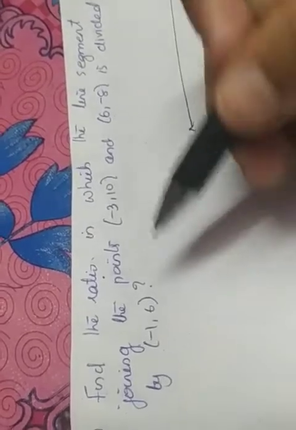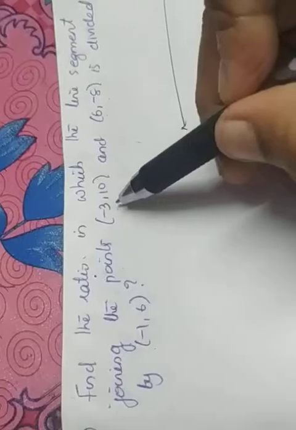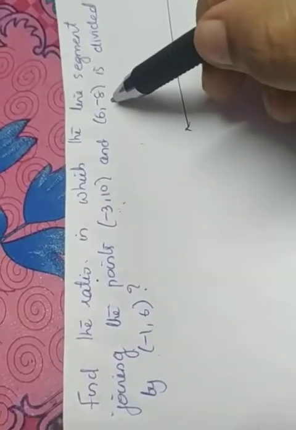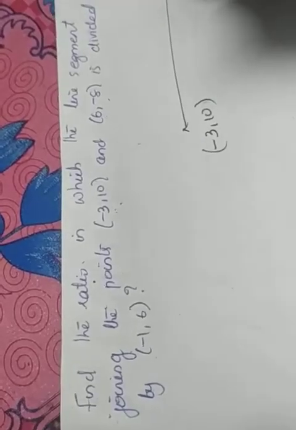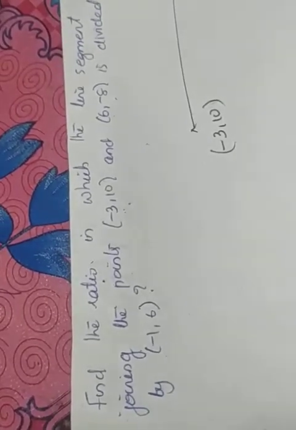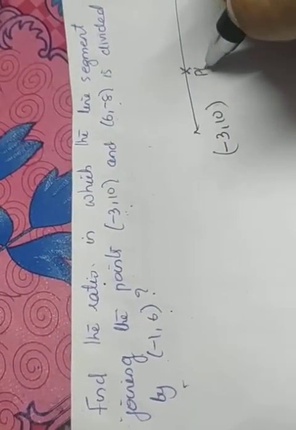Okay, so what all is given here? The line segment joining the points is given as (-3, 10) and (6, -8). One of the points is (-3, 10) and the second point is (6, -8), and it is divided by (-1, 6). That means the point P is given as (-1, 6).